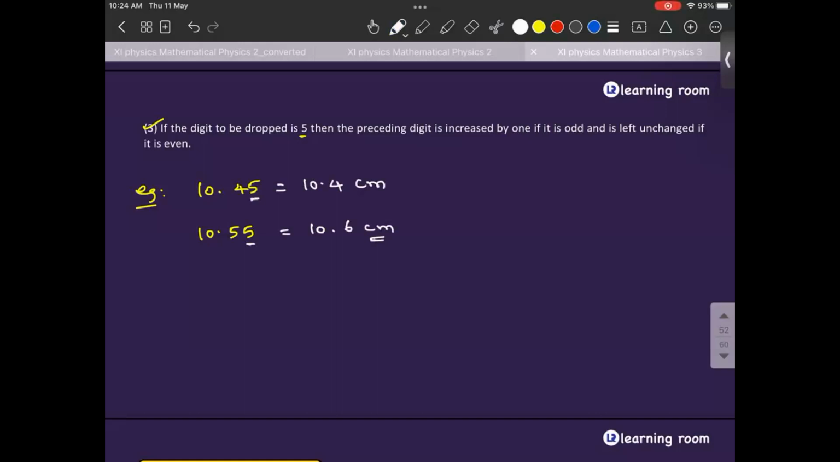Sir, but why do we change depending on whether it is even or odd? Just to follow the universal pattern. I told you, whenever a rule is formed, it is just to follow a universal pattern.